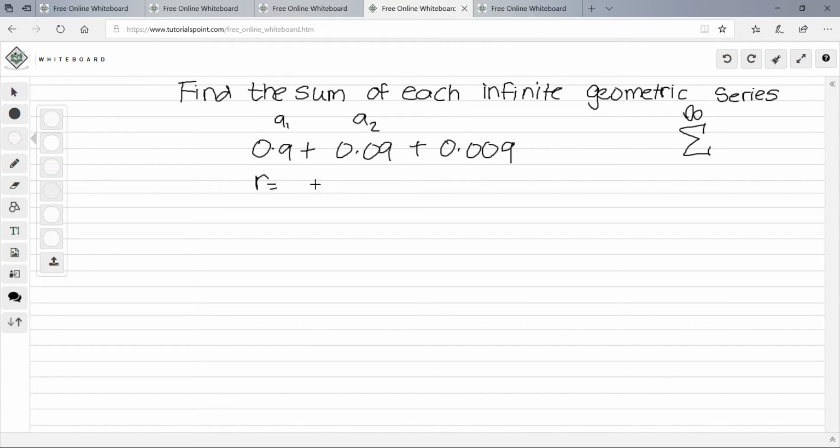So second term, its ratio is second term. Remember, ratio is second term divided by first term. So it's 0.09 divided by the first term, which is 0.9, and that should give us 0.1. So now we've got to use the formula for the infinite.